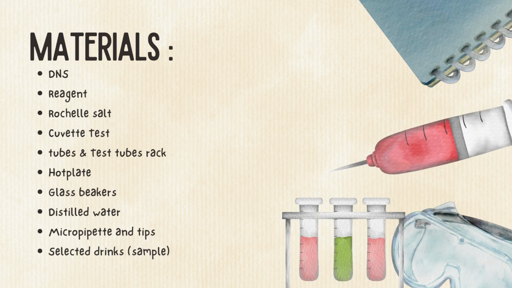For materials, first, we use the DNS reagent, Rochelle salt, cuvettes, test tubes and test tube rack, hot plate, glass beakers, distilled water, micropipette and tips, and a selected drink or sample.